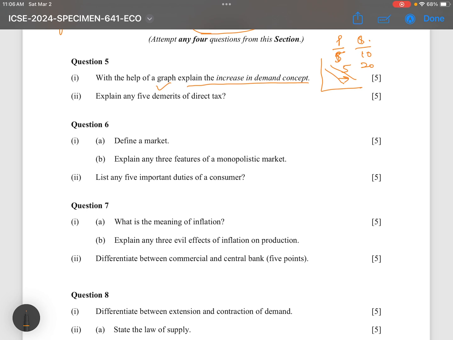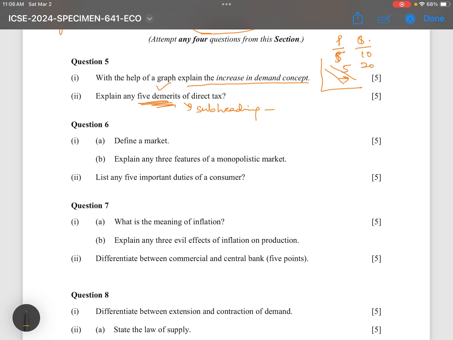Next question is explain any 5 demerits. Now, whenever you get demerits, advantages, or any type of 5, it means they are looking for a subheading as well. So make sure that you write a small subheading and then explain, because subheadings do carry marks. Okay, so in case you're short of time and you have written just the subheading, at least you will get something there. So make sure that you write the subheading.